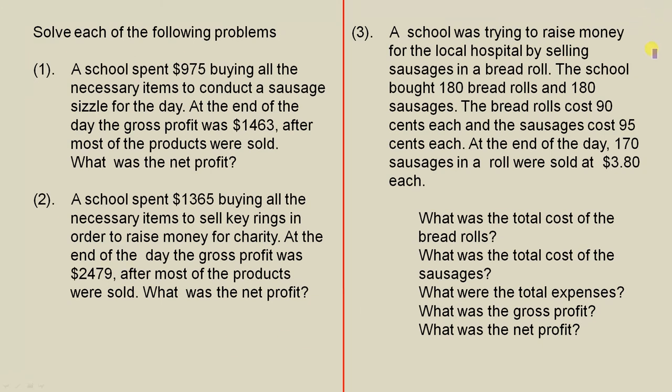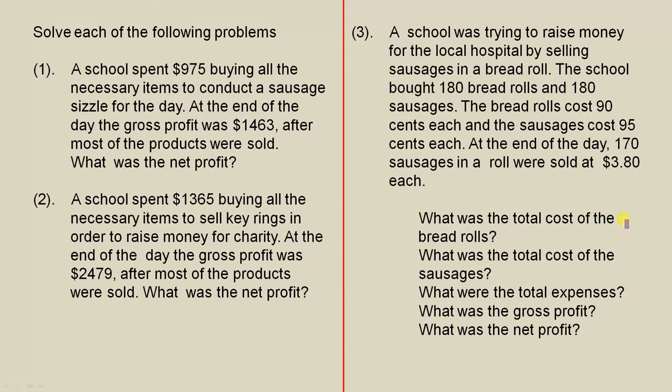Over here, it's a little bit more involved because the school was trying to raise money for the local hospital by selling sausages in a bread roll. So the school bought 180 bread rolls and 180 sausages. The bread rolls cost 90 cents each and the sausages cost 95 cents each. At the end of the day, 170 sausages in a roll were sold at $3.80 each. So we have to answer 5 questions.